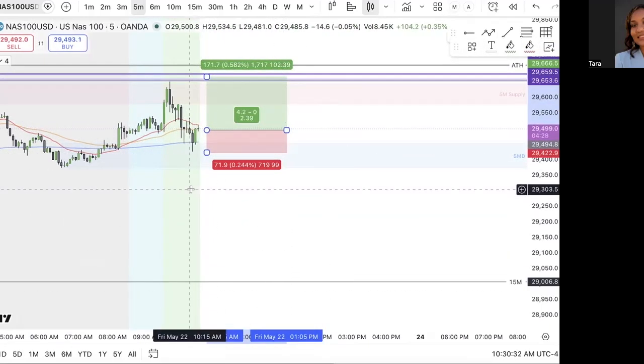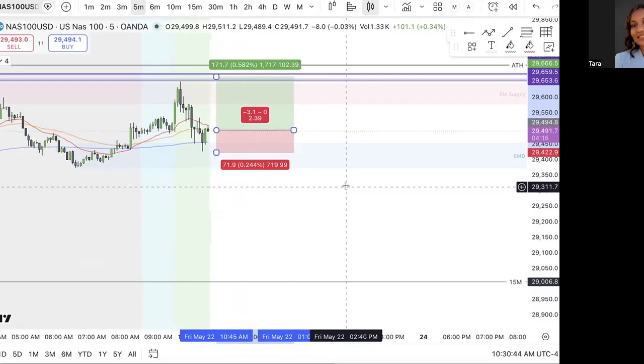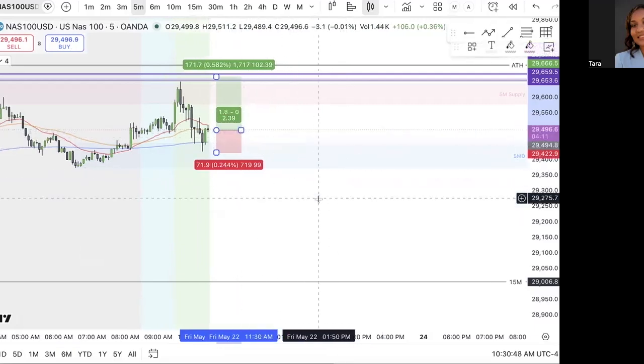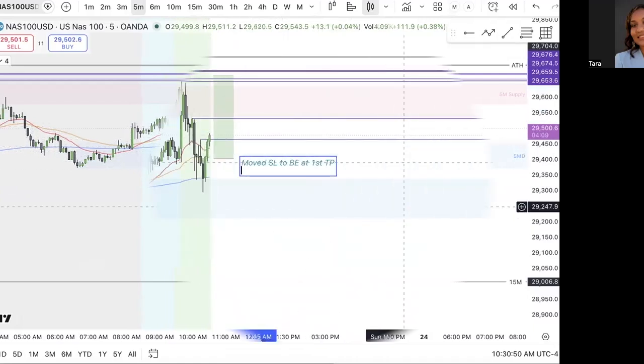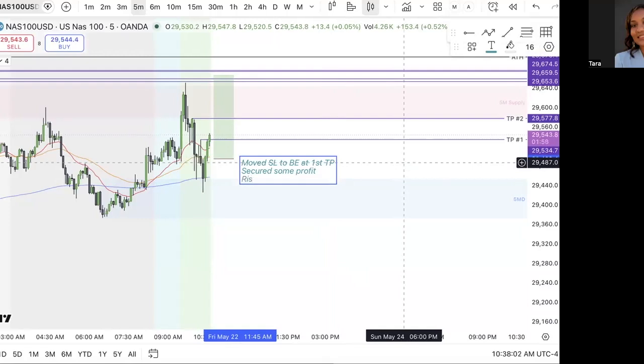We had a push down at 10:15, a candle of indecision at 10:20, and our confirmation or engulfing candle at 10:25. And so this is an indication that it may be a good time to enter the trade. And so we'll go ahead and enter here. So we've already secured some profit. And now we're in a risk-free trade.